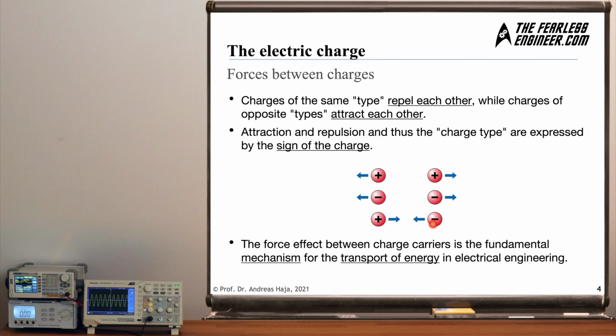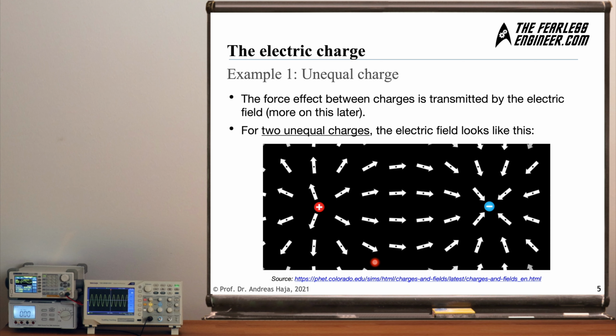Attraction and repulsion, and thus the charge type, are expressed by this sign of the charge, positive and negative. And the force effect between charge carriers is the fundamental mechanism for transporting energy into electrical circuits. Let's take a look at some examples here.